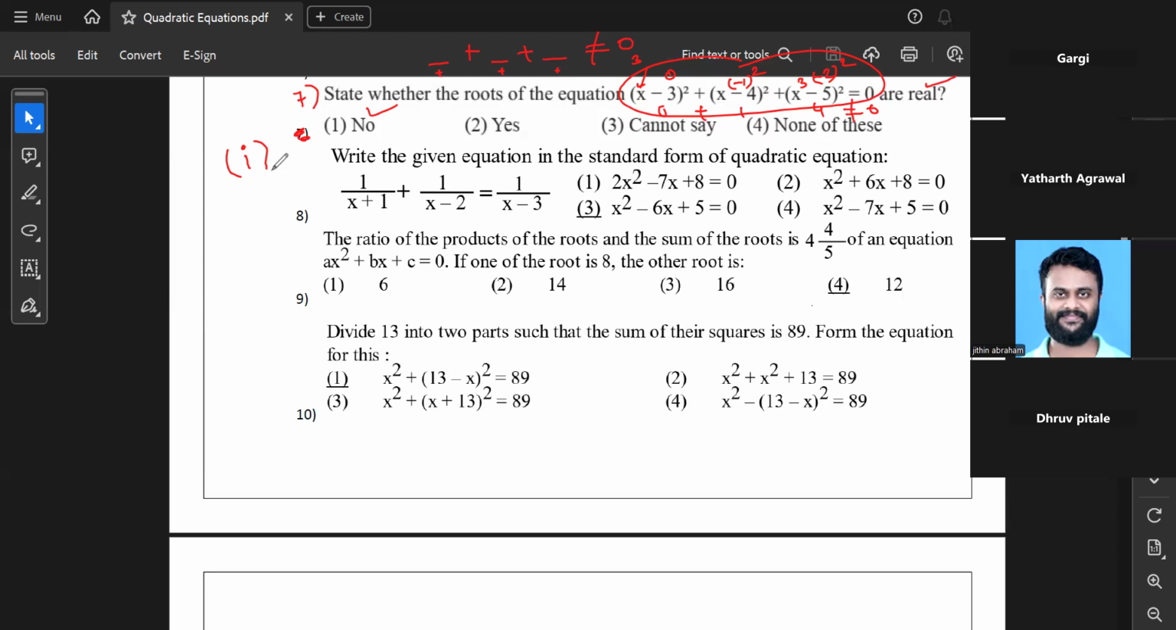Okay. Gargi, tell me. Sir, so here root means like the answer, right? Yeah, root means the value of x.